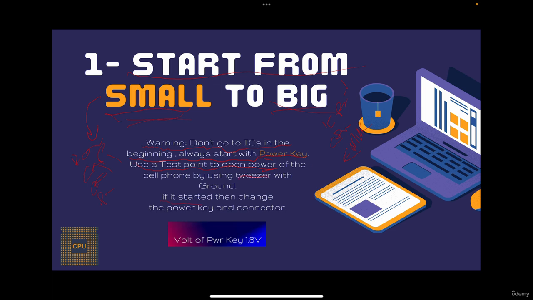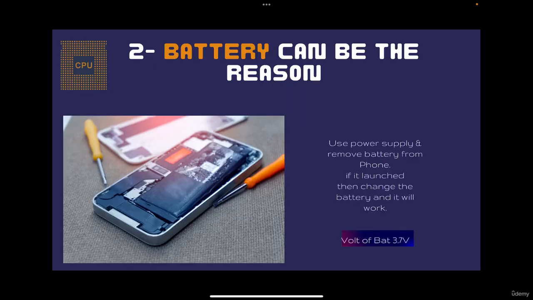If the phone is started, then change the power key. You can measure a voltage on the power key of 1.8 volt, which means that the power key is working. Okay, so easy to do. We are going to start from small to big. Battery can be the reason. Always keep the battery in your mind.